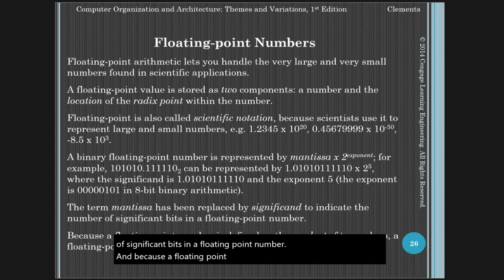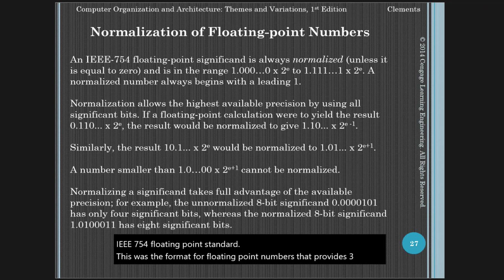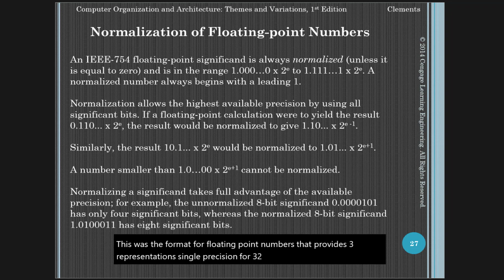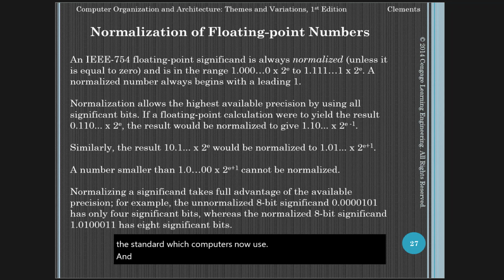And because a floating point number is defined as the product of two values, a floating point value is not unique. So over the years, systems have been used to represent the significand and the exponent of floating point numbers in computers. Back when we were doing this in the 1970s, the standard means of representing floating point numbers rapidly replaced most of our system-specific formats. So going back to standards, right? We had the IEEE 754 floating point standard. This was the format for floating point numbers that provides 3 representations: single precision for 32-bit numbers, double precision for 64-bit numbers, and quad precision for 128-bit numbers. And this is the standard by which computers now use and normalize floating point numbers.